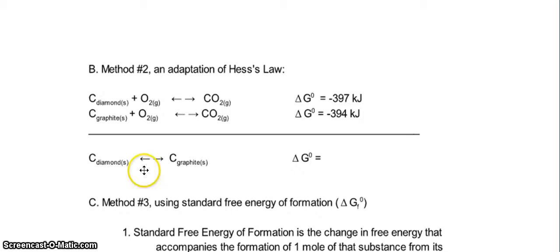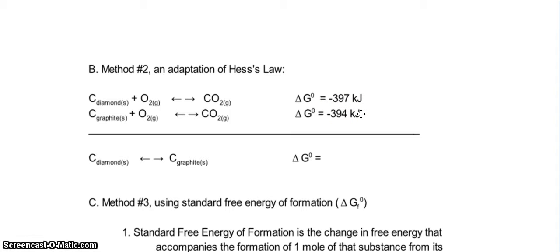If we want to convert diamonds into graphite, let's see what happens. I have diamonds already on the reactant side, which is good, but I need to have the graphite over here on the product side. So what do I need to do? I need to flip these equations around. And if I flip those two equations around, what am I going to do with my delta G? I'm going to change the sign of that as well. So let's see how that works.